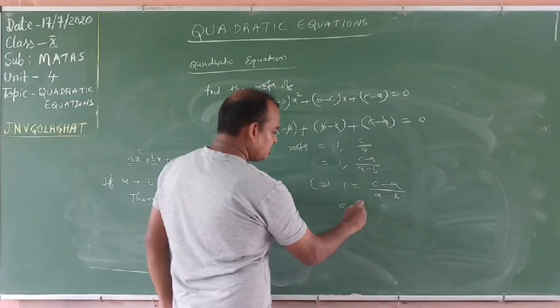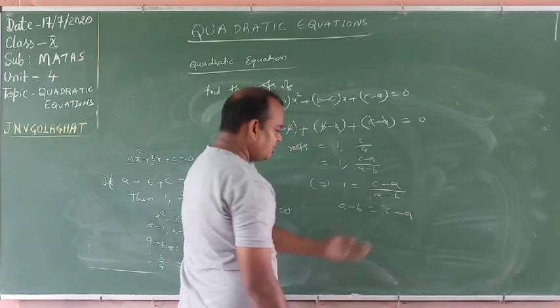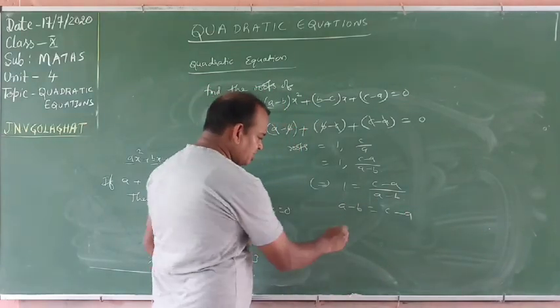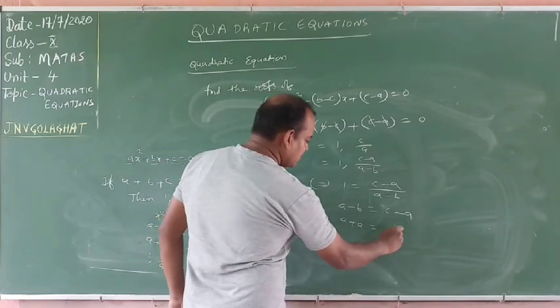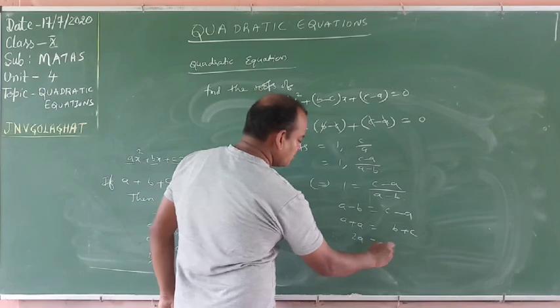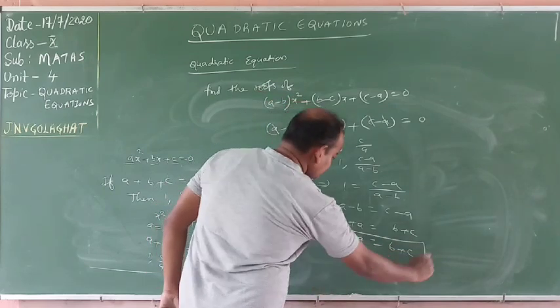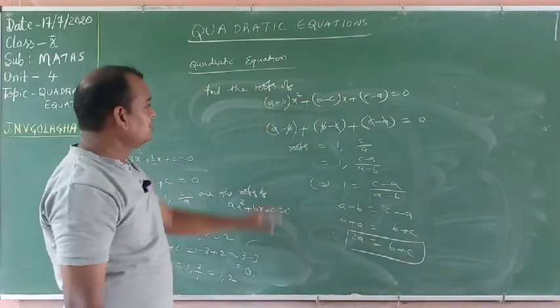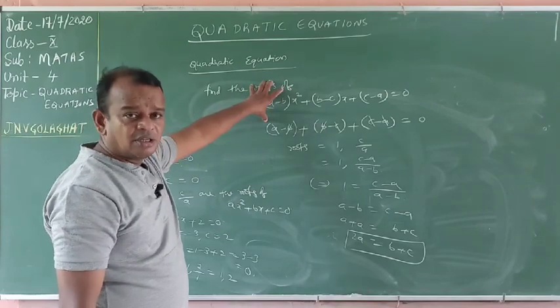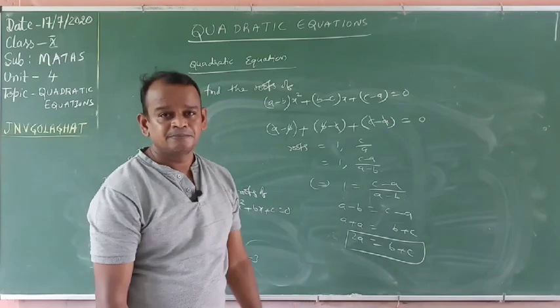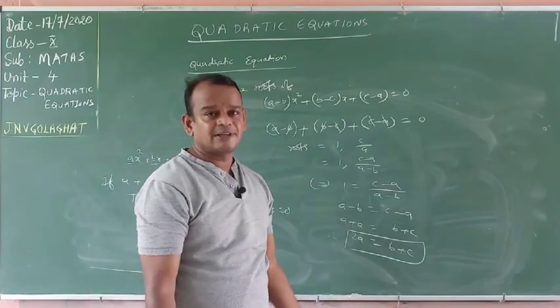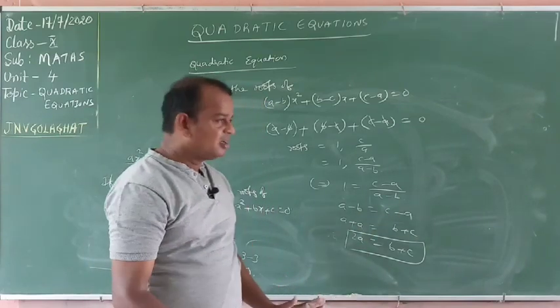Now cross multiplication. a minus b is equal to c minus a. On this side, plus a, plus a is equal to, what happened? b plus c. Now 2a is equal to b plus c. This type is asked: if the roots of the quadratic equation are equal, then 2a is equal to how much? b plus c. Understand or not?